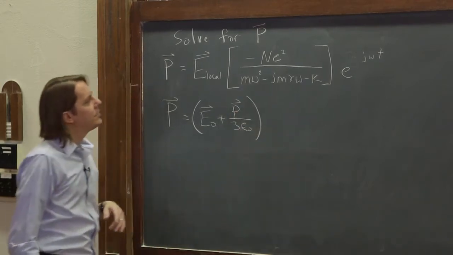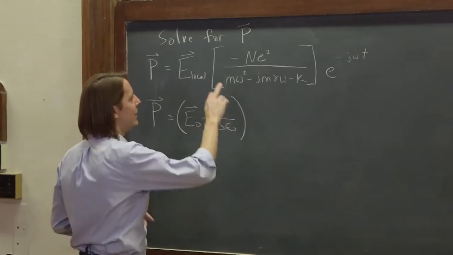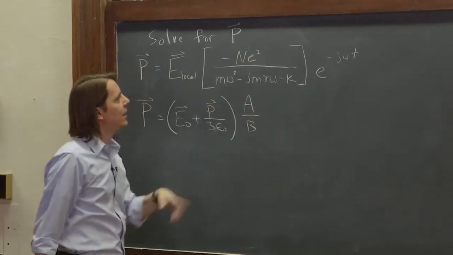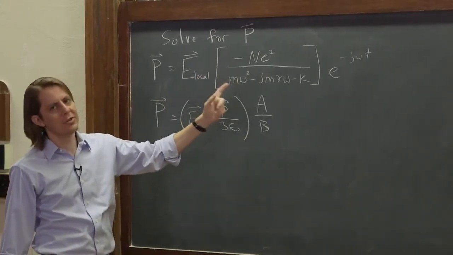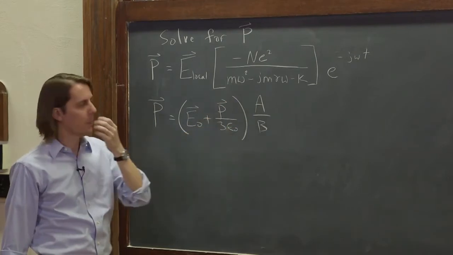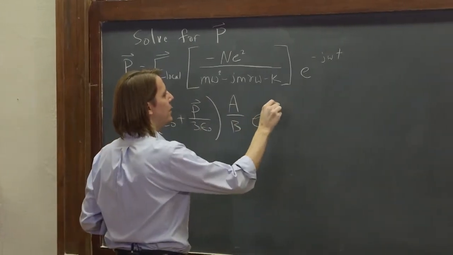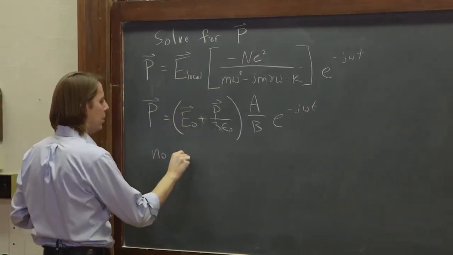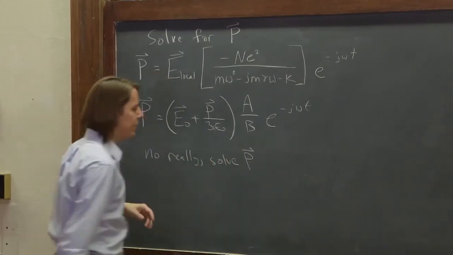And now, to keep going without making a huge mess, I am going to write this as A over B. All right, so A equals minus NE squared, B equals M omega squared minus J M gamma omega minus K. It just makes the algebra a little easier in the next couple of steps, E to the minus J omega T. And then, no really, solve for P. That's what I'm supposed to be doing. Okay, let's actually solve for P now.